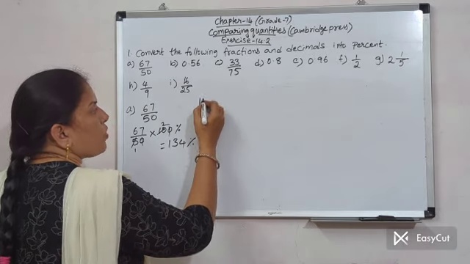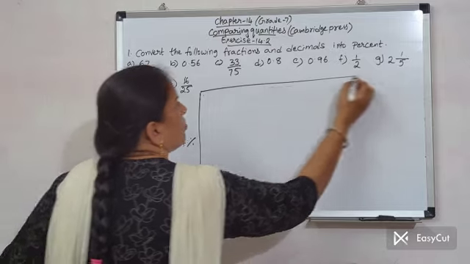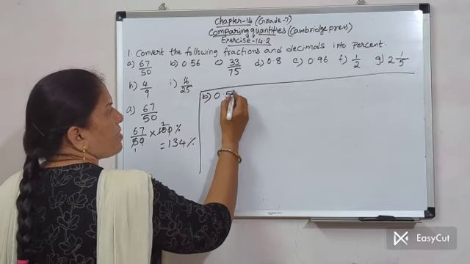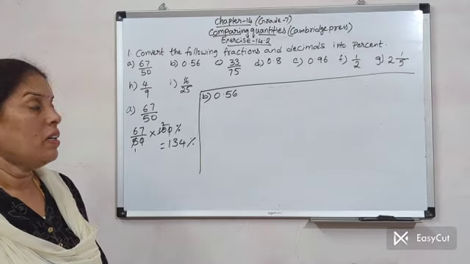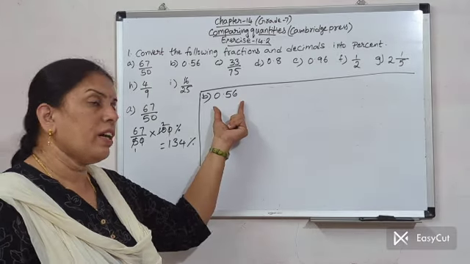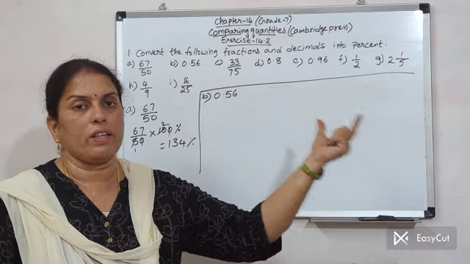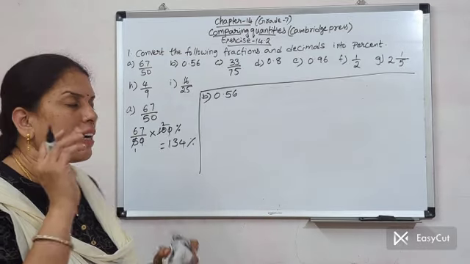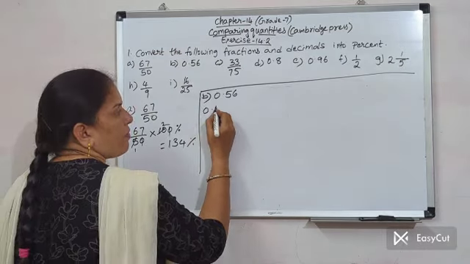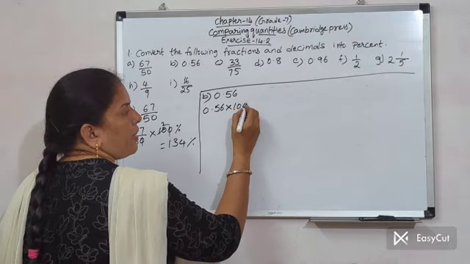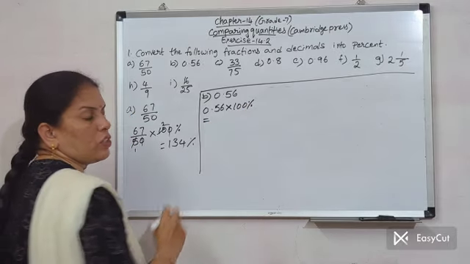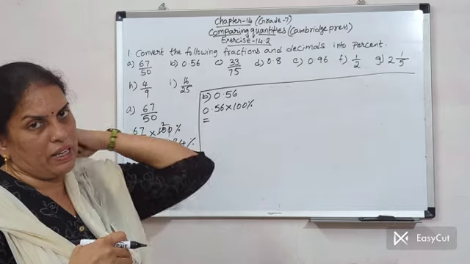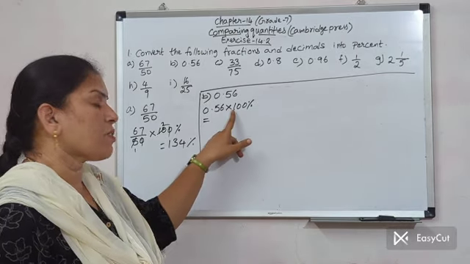Now, what is question B? 0.56. Very easy. I told you just now that to convert a fraction or any decimal into percent, you need to multiply with 100%. This one I am multiplying with 100%. You know very well how to multiply decimal numbers. 56 ones, 56.